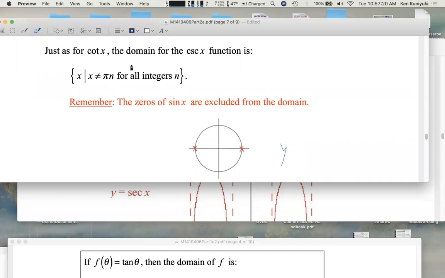Likewise, the domain for the cosecant function is going to be the set of all x in the reals where x is not of the form pi n for all integers n. Now you might find this familiar. The domain for the cosecant function is the same as the domain for the cotangent function.